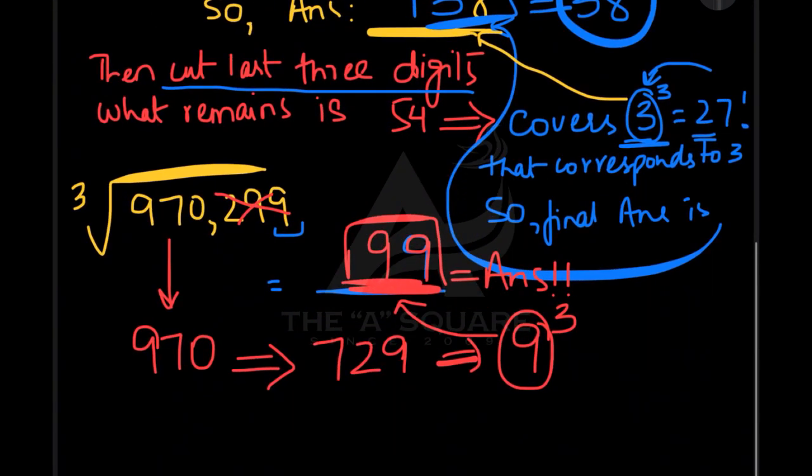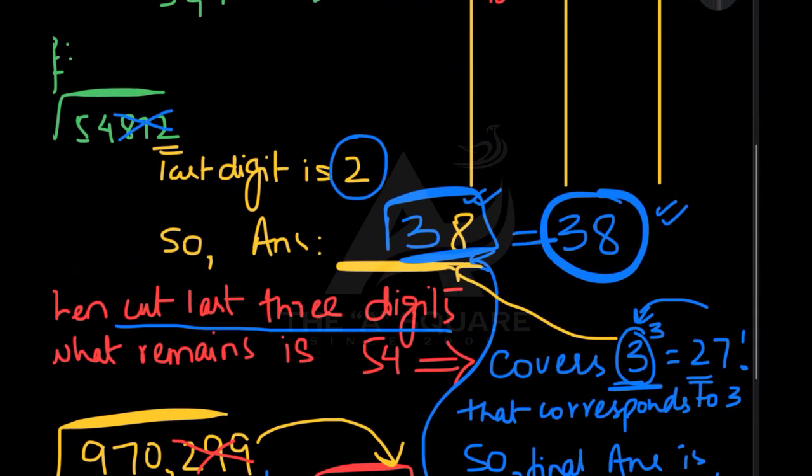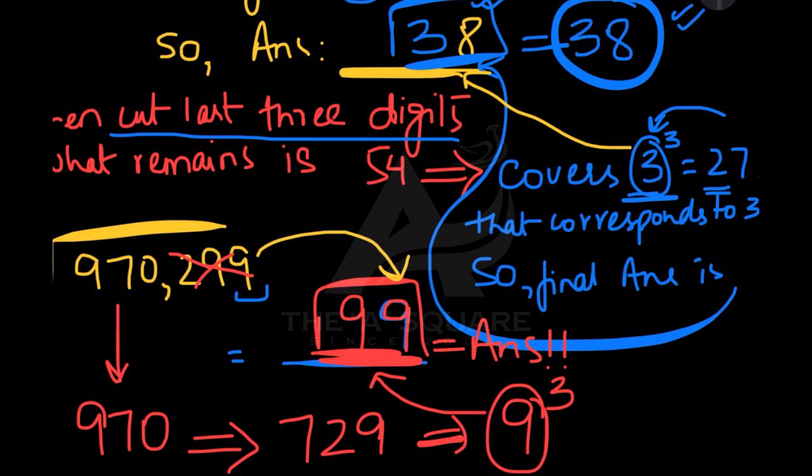Now, moving on with another example. Another example is you have to calculate the cube root of 970,299, where the last digit is 9. If the last digit is 9, the final answer will also have a last digit 9 in it. Then I'm cancelling out the last digits. The last 3 digits are 299. I've cancelled them out with a red pen. Whatever number remains is 970. Now 970 covers till 729, because 970 is smaller than 1000, and 729 is the cube of 9. So I've written 9 in front of the 9 as well. So the final answer is 99.